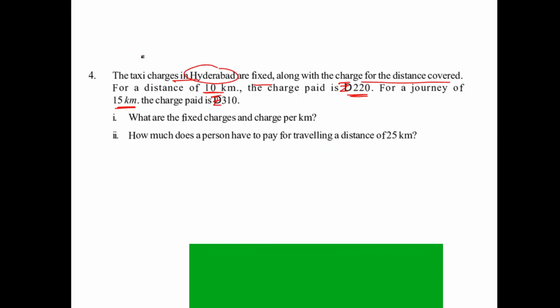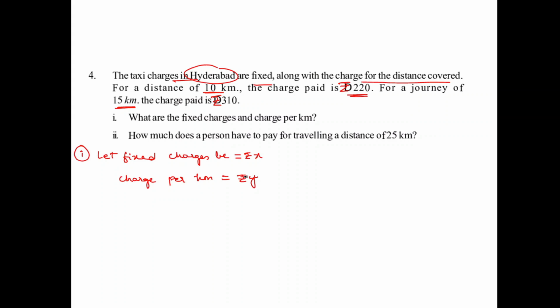Okay, so let's see the first bit here. How do I solve this first bit? What I'll take here is: let the fixed charges be rupees x, and the charge per kilometer be rupees y. So this is clear to everyone. This solution is clear to everyone, right?